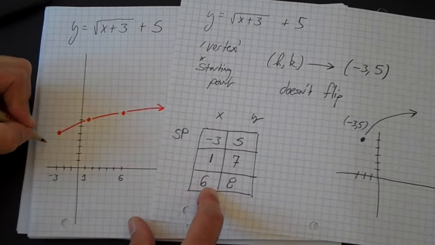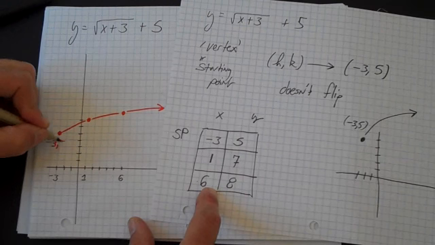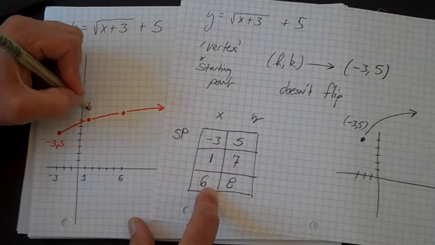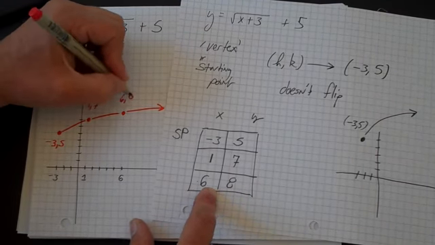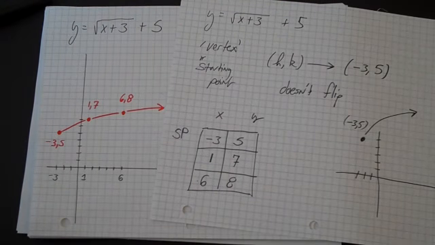You probably want to label your points here. This is minus 3, 5. This is 1, 7. And that's 6, 8. And that's how you graph square root functions. And there's a following video that says more about graphing square root functions to watch, and then there's a following one that says domain and range.